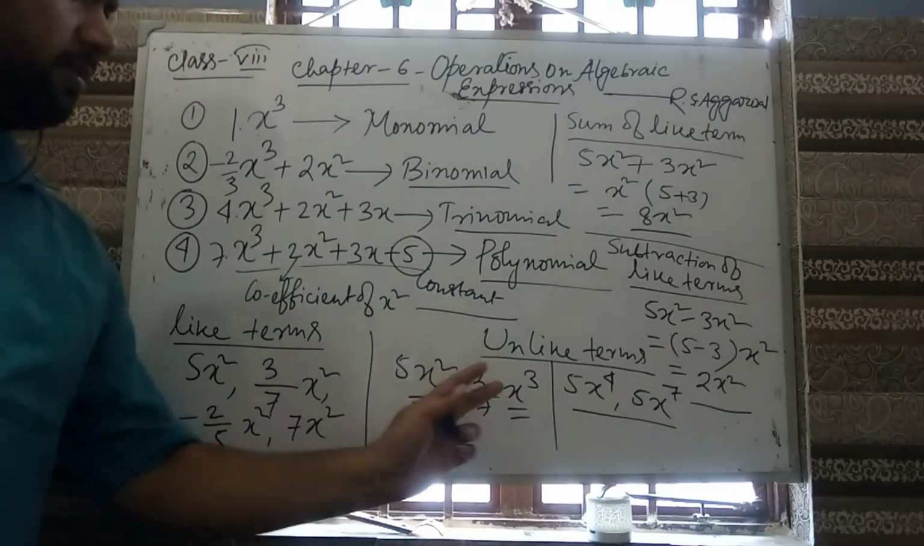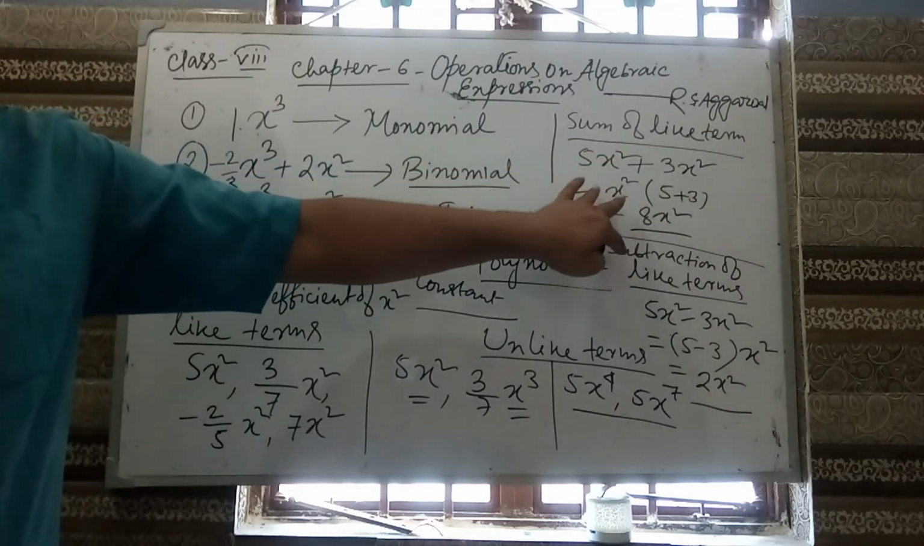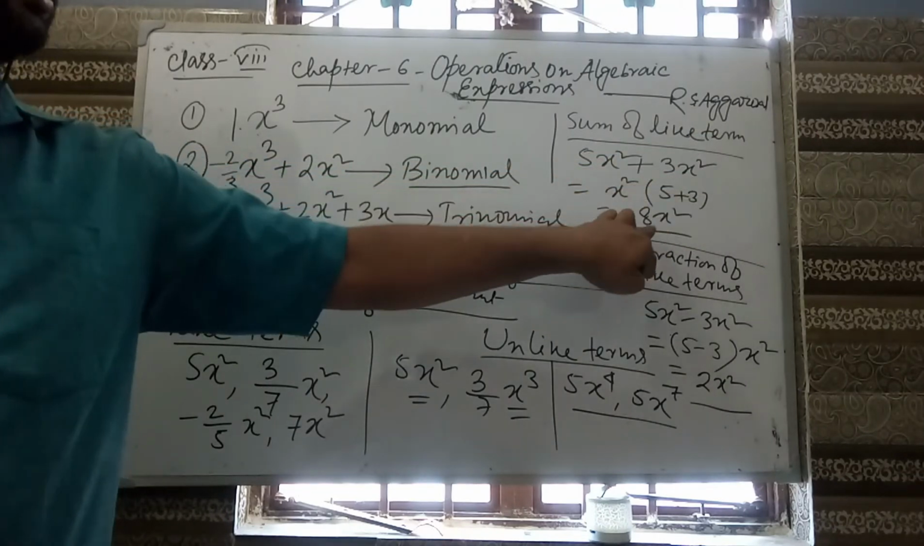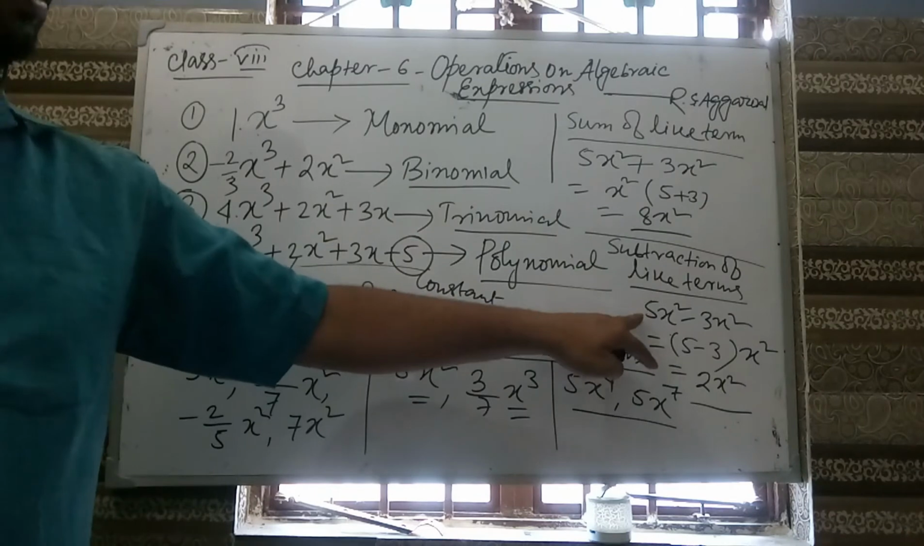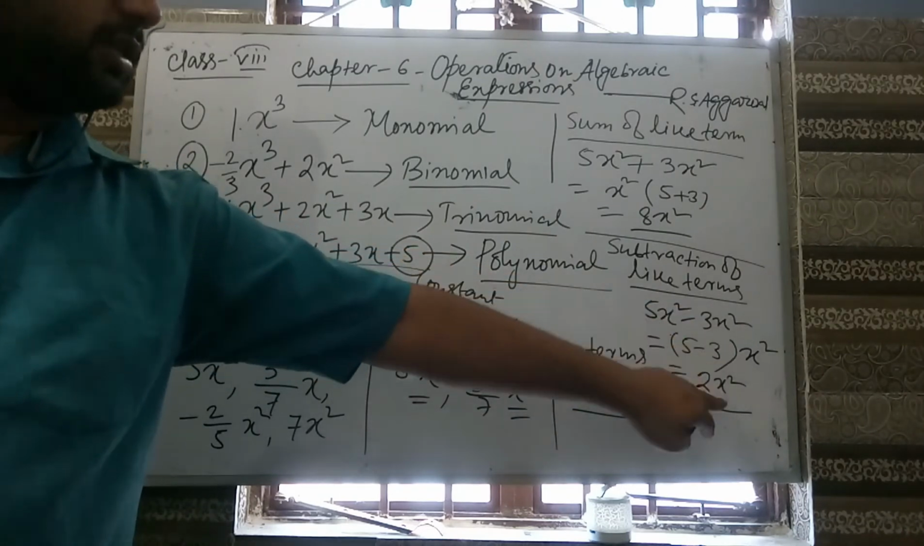Now, in case of like terms, we can sum them up. 5x square plus 3x square, x square common, 5 plus 3, that is 8x square. Subtraction, 5x square minus 3x square, 5 minus 3, that is 2x square.